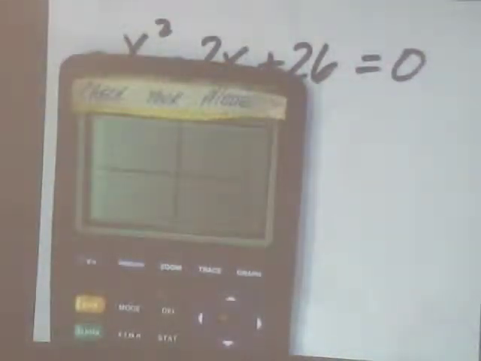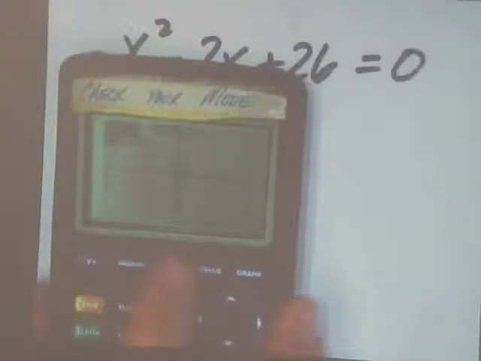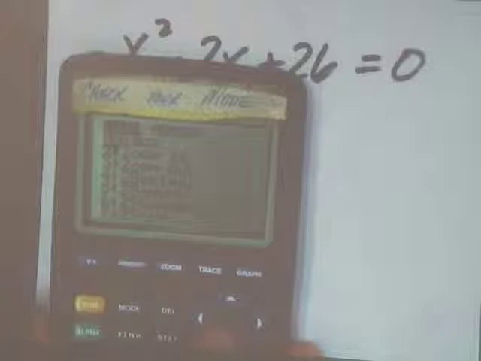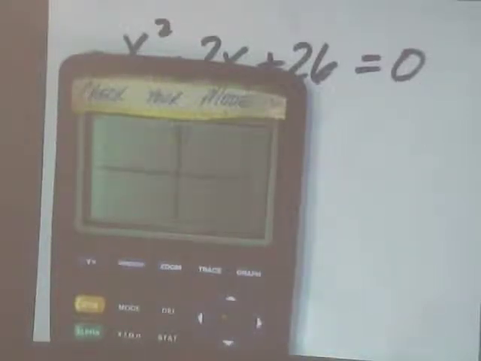All right, so what's wrong? Your range is too small. My window is probably too small, right? It appears to be. I don't see a graph anywhere. So let's change our window. You can either zoom out, hit zoom, and then zoom out number 3, see what happens. Oh, there it is up there.